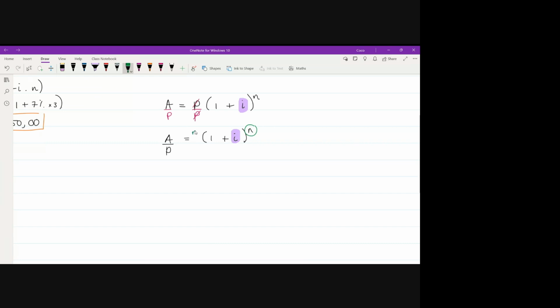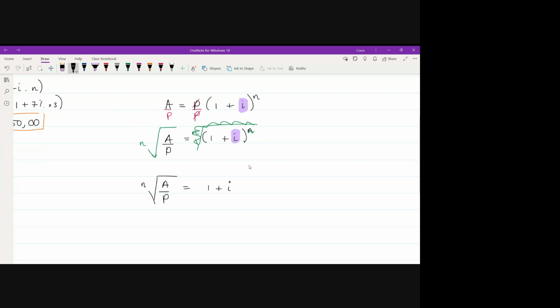So I would have to take the nth root on this side. And if I do that on the right-hand side, I'm also going to have to take the nth root of A over P. And the n and the nth root would cancel out. So I would then have the nth root of A over P is equal to, and now that the nth is gone, I don't need the brackets anymore. I will now have 1 plus i left.